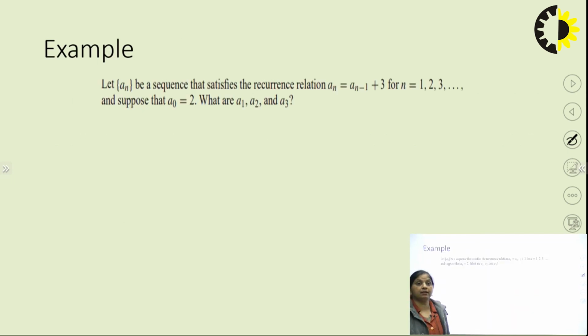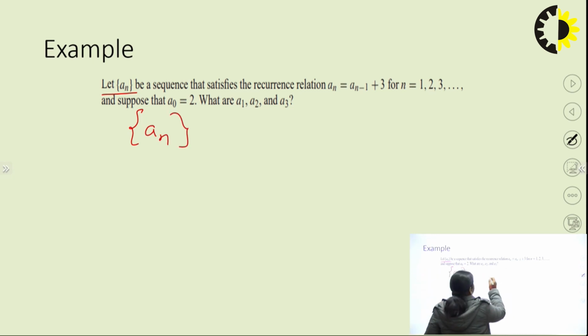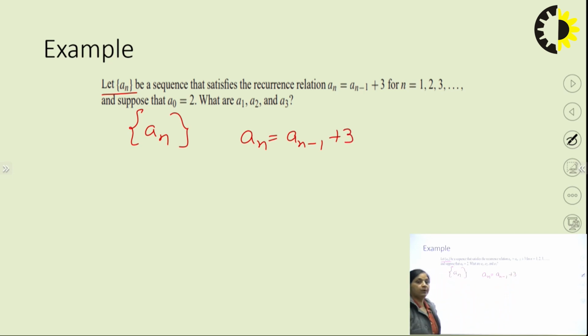So let us understand the concept with an example. What is given here? Here we are given a sequence containing the terms an. So what is my sequence? That is an. What is the recurrence relation given? an can be represented as an minus 1 plus 3, where n has value 1, 2, 3 and so on.